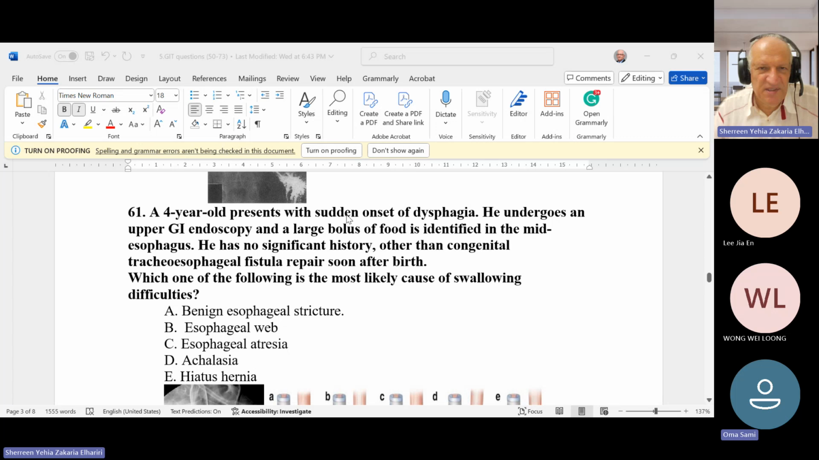A 4-year-old presents with sudden onset of dysphagia. He undergoes an upper GI endoscopy and a large bolus of food is identified in the mid-esophagus. So he's young and the food is stuck in the middle esophagus. He has no significant history other than congenital tracheoesophageal fistula repair soon after birth. So this patient has a congenital anomaly, tracheoesophageal fistula, repaired after birth. A few years later, the patient starts to eat solid food and has a bolus stuck in the middle.